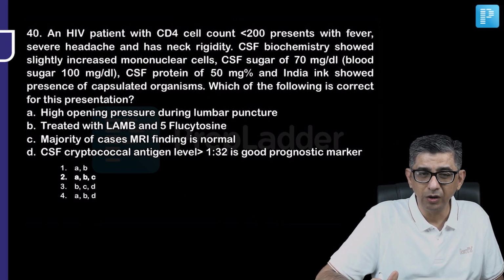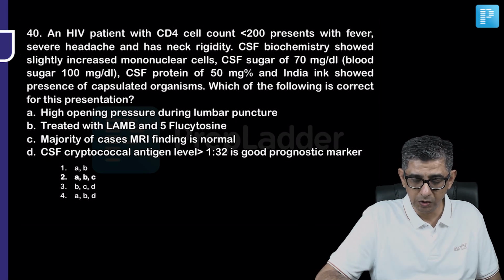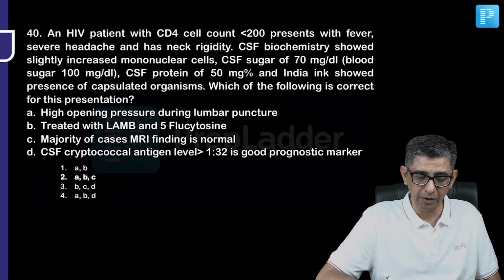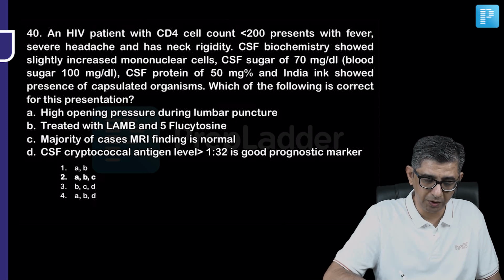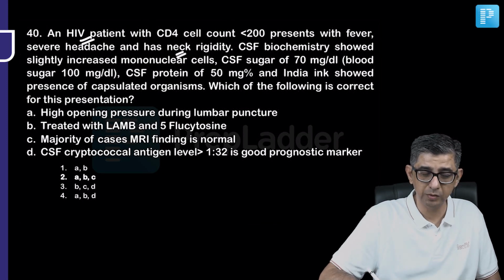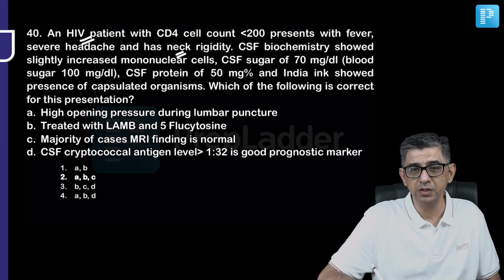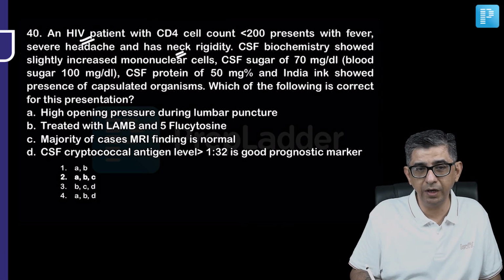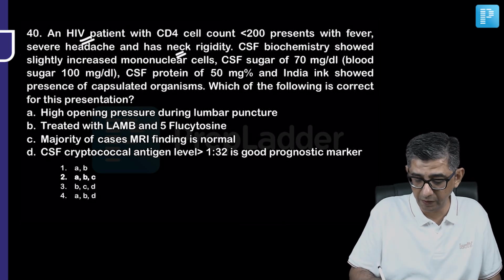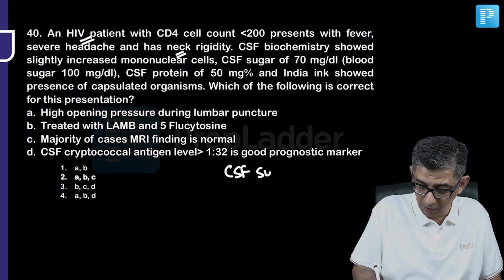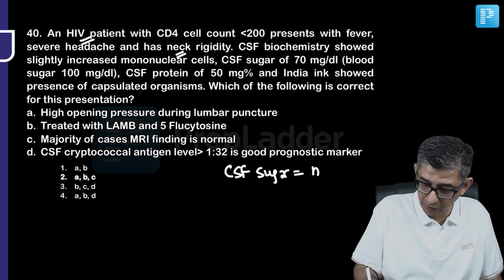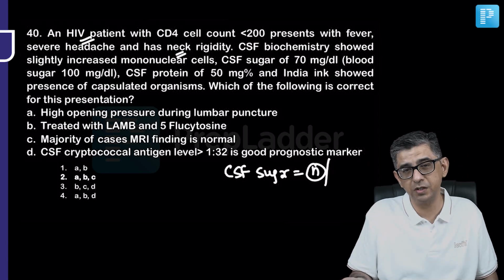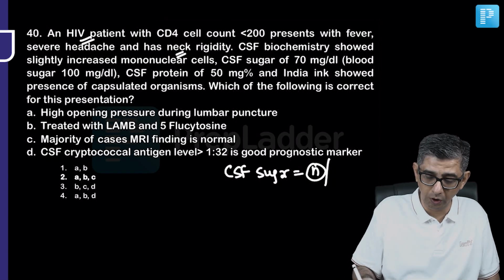Coming to the next one, he talked about an HIV positive patient with a low CD4 count. He's having nuchal rigidity. So every time you read an HIV positive patient with nuchal rigidity, you are thinking in terms of cryptococcal meningitis. The CSF sugar of the patient is 70. Blood sugar was 100 at that point of time. So luckily at the moment, maybe early diagnosis has been made. There has not been a fall in the CSF sugar in this patient with cryptococcal meningitis.